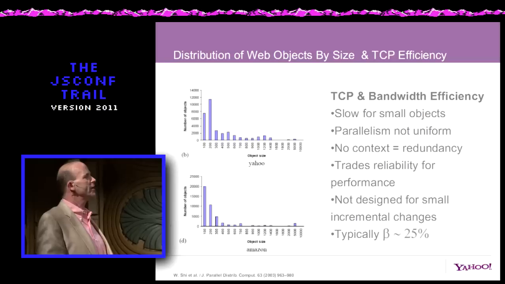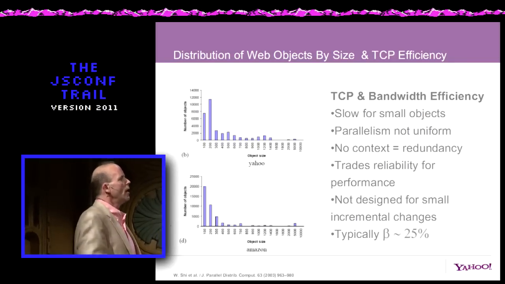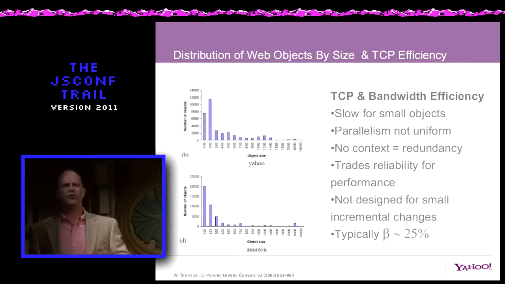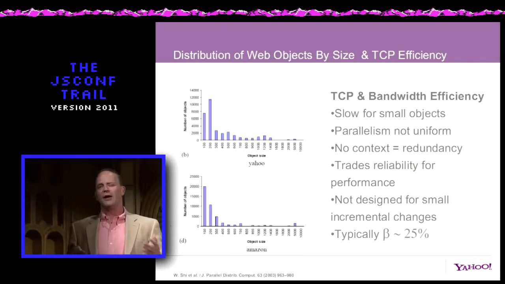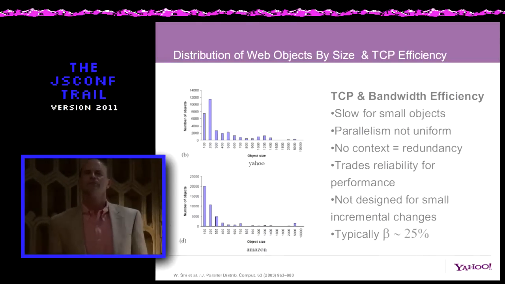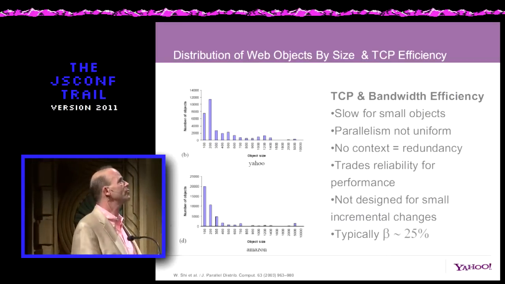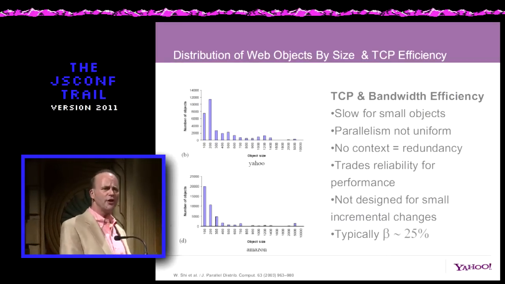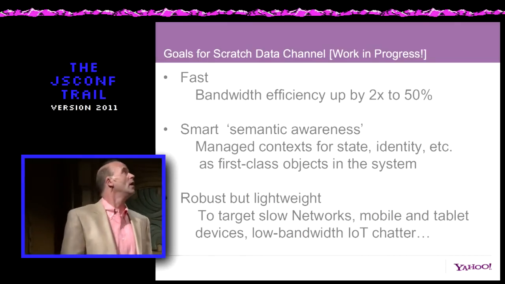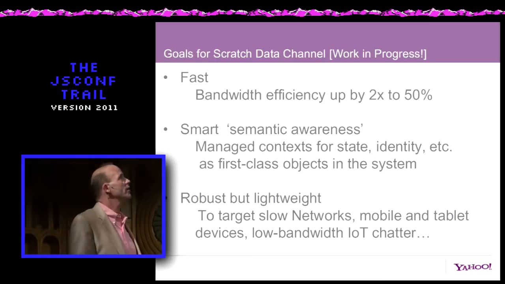Not designed for small incremental changes. Bandwidth efficiencies are typically very small. So a typical beta for a website, less than 25%. I went and measured the Yahoo homepage. Bandwidth efficiency for the Yahoo homepage, 11%. Never been able to get it past 11%. That's terrible. We've got to be able to do better than that. One of the motivations for Scratch, TCP does not work for the way we want to use the web today or in the future. So some of our goals around this, and obviously work in progress, right?